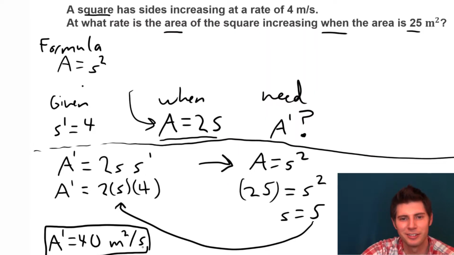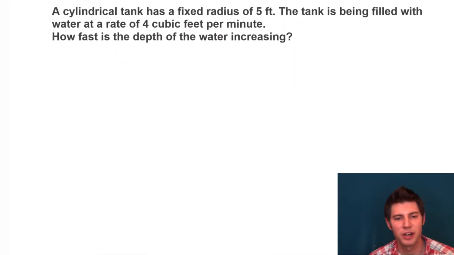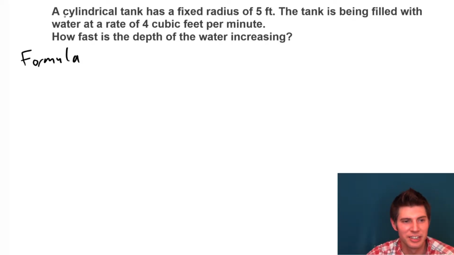Let's do another. A cylindrical tank has a fixed radius of 5 feet. The tank is being filled with water at a rate of 4 cubic feet per minute. How fast is the depth of the water increasing? First, we need the formula. So it's cylindrical. We got radius here, depth of the water, so that's kind of our h, the rate at which it's being filled.